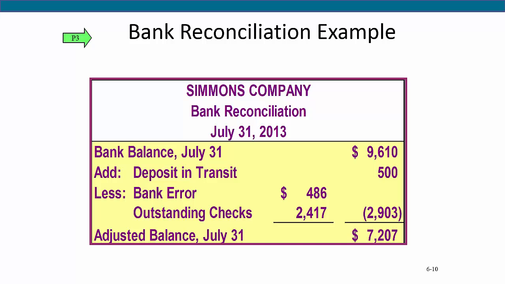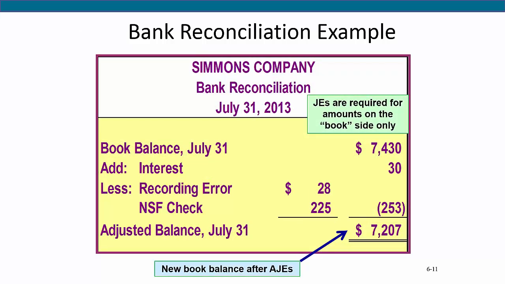And then item number 6, in this item, the bank gave us $486 by mistake. Oops! Free money is good, but this isn't our money. So we will deduct it from the bank side of the bank rec and contact the bank to ask them to take it out of our account. That is, if they haven't already figured out that they made an error. And after adding the deposit in transit and subtracting the bank error and the outstanding checks, the adjusted bank balance is $7,207. Let's see if we can make the book side balance to the same amount.